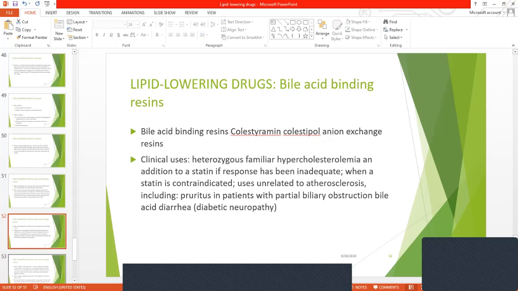The resins are used in the treatment of patients with primary hypercholesterolemia, producing approximately 20% reduction in LDL in maximum doses. If resins are used to treat LDL elevation in patients with combined hyperlipidemia, they may cause an increase in VLDL, requiring the addition of a second agent such as a fibrate or niacin.